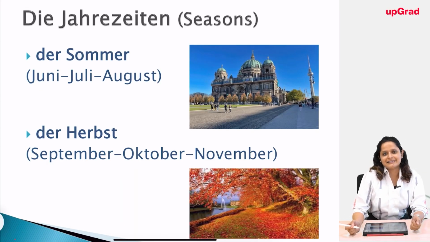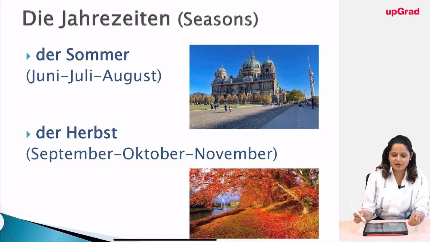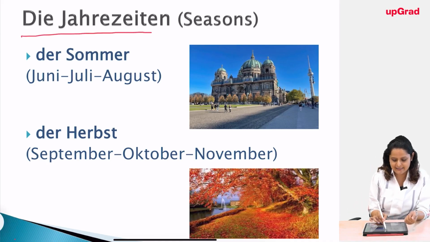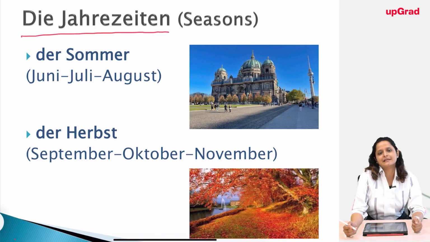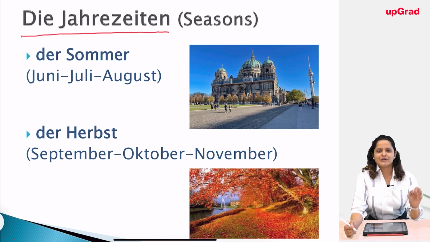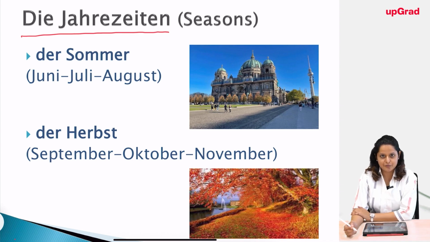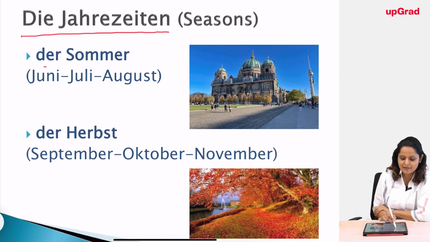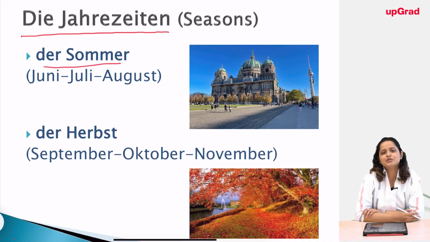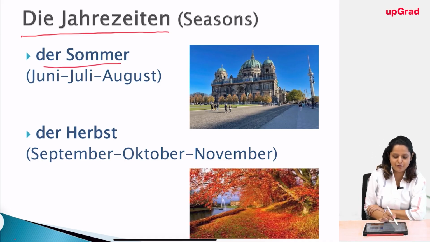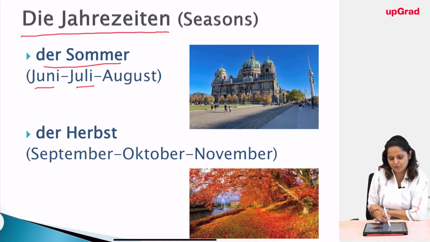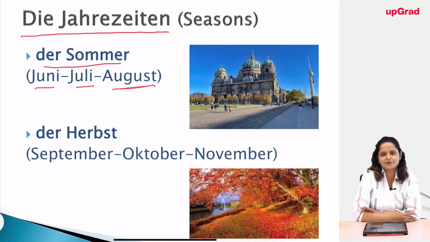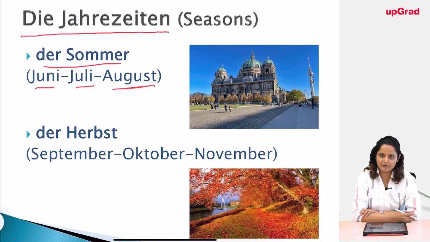Now we will be covering the seasons in Germany, which are called die Jahreszeiten. Since it is a plural noun, the article here is die. Die Jahreszeiten are the seasons. We have 4 major seasons in Germany. We start with der Sommer, which is summer. Summer in Germany is from the months of Juni, Juli and August. That is 3 months of summer: June, July and August.